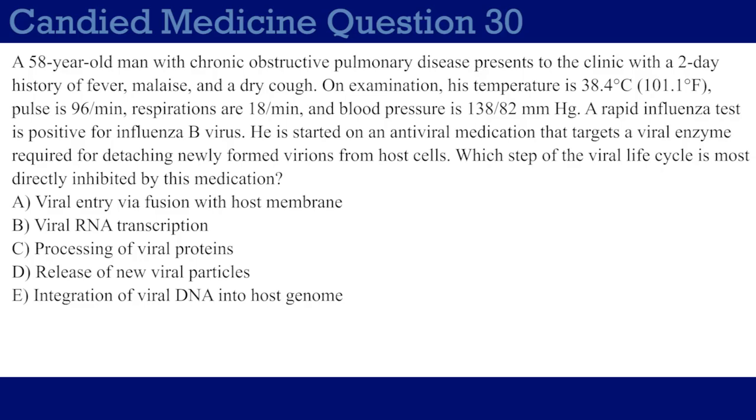A 58-year-old man with chronic obstructive pulmonary disease presents to the clinic with a 2-day history of fever, malaise, and a dry cough. On examination, his temperature is 38.4 degrees Celsius, 101.1 degrees Fahrenheit, pulse is 96 per minute, respirations are 18 per minute, blood pressure is 138 over 82 millimeters mercury. Rapid influenza test is positive for influenza B virus.